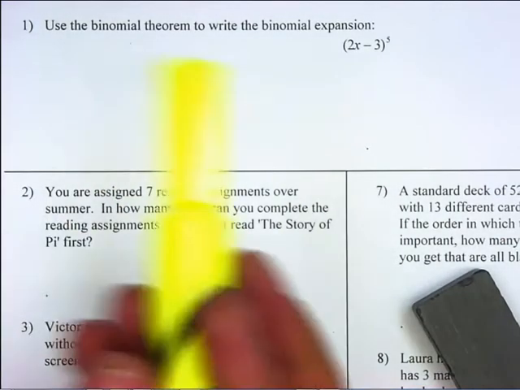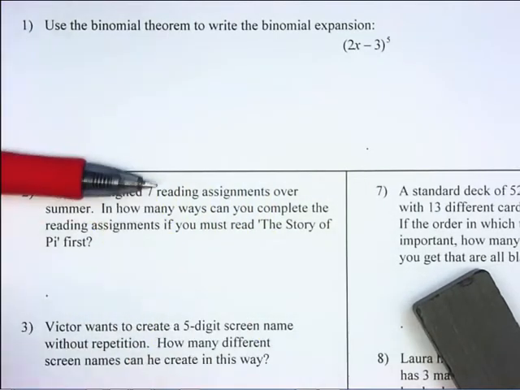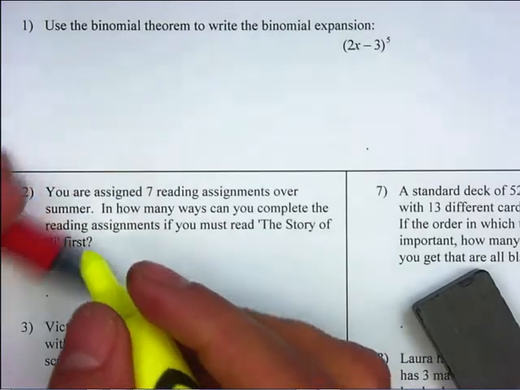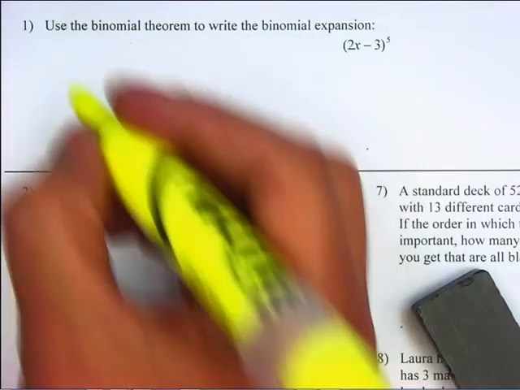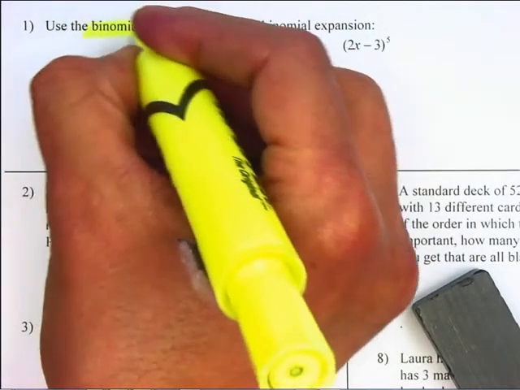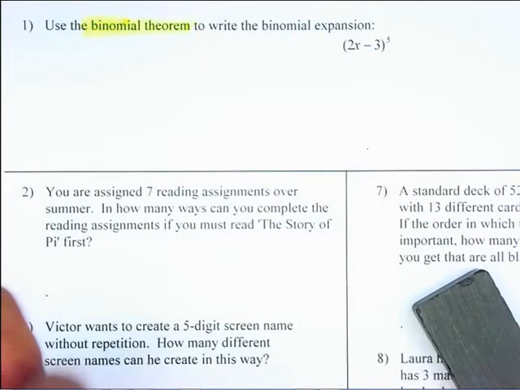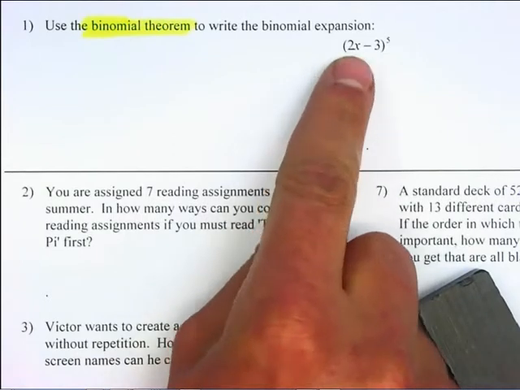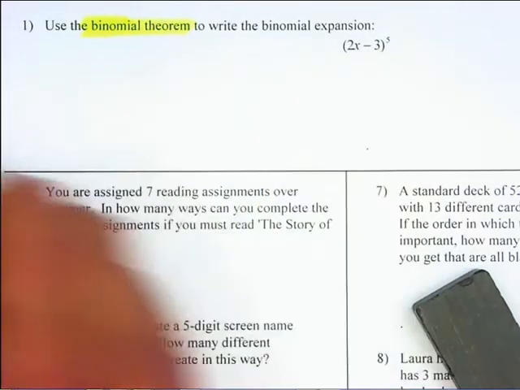Now all of you guys should have a highlighter and a red pen to be able to highlight the key concepts of each problem. It says, use the binomial theorem. So we need to be able to use the binomial theorem to write the binomial expansion. We have 2x minus 3 to the 5th power.